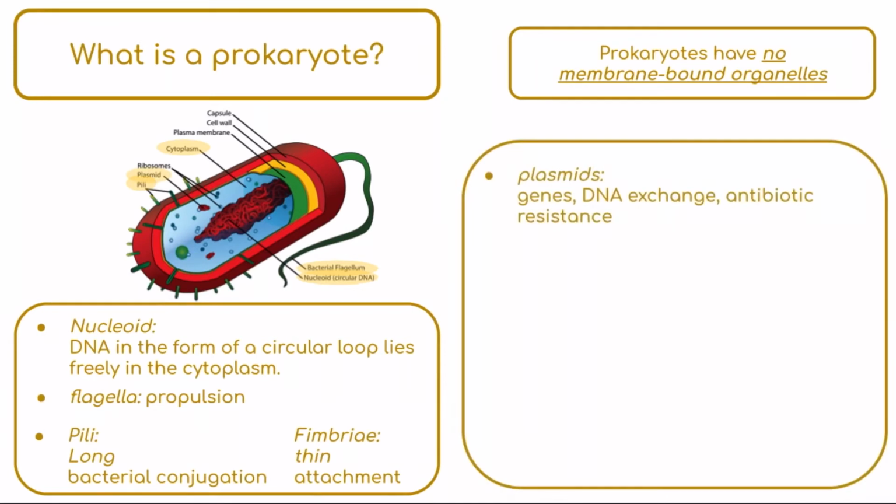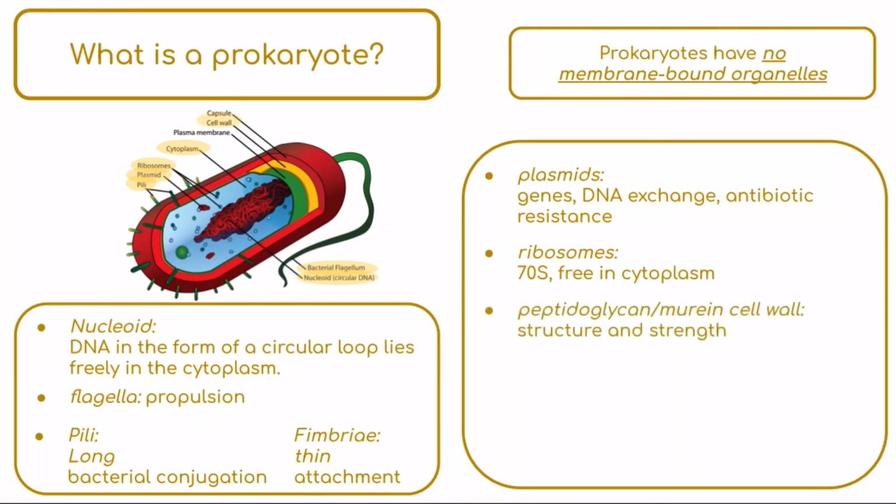They also contain plasmids, which contain genes and are essential in DNA exchange and antibiotic resistance. There are also 70S ribosomes, which lie freely in the cytoplasm. Bacteria also have a cell wall made of peptidoglycan, also known as murein, and this provides structure and strength for the cell. Mesosomes are also present, which provide energy for the cell through ATP production. And finally, the outer layer of protection is known as the glycocalyx, and this can take form as a slime capsule or a slime layer.